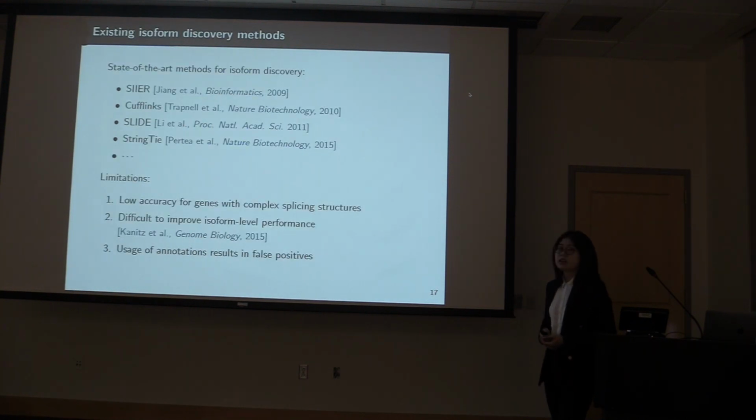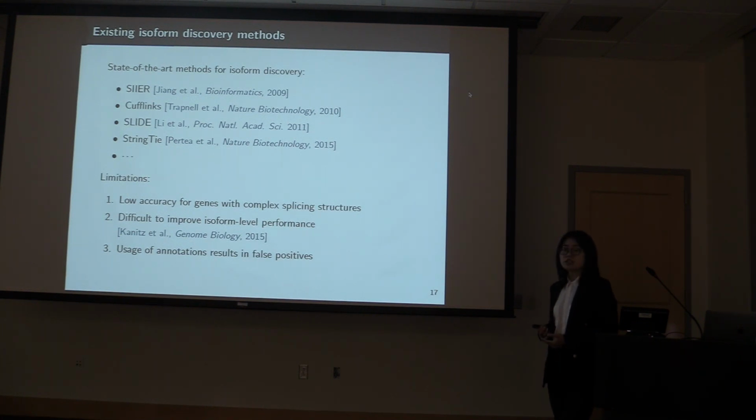Since the invention of RNA-seq technologies, many methods have been developed for isoform discovery. Among them, the most popular methods, Cufflinks and StringTie, are both based on graph-based models developed by computer scientists. These two models do not take statistical uncertainty into consideration. Therefore, they may still suffer from low accuracy for genes with complex splicing structures.